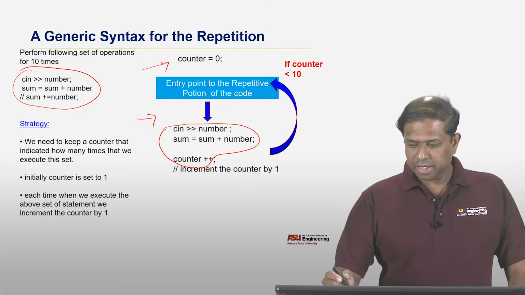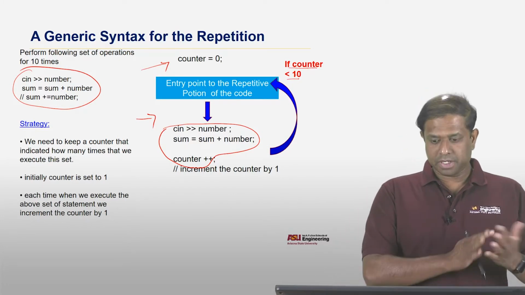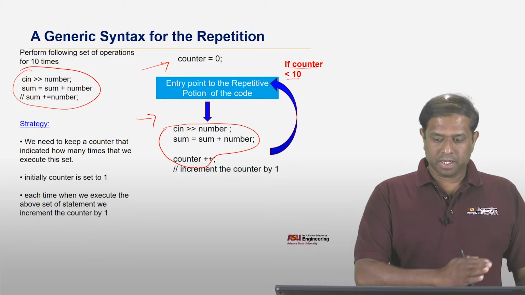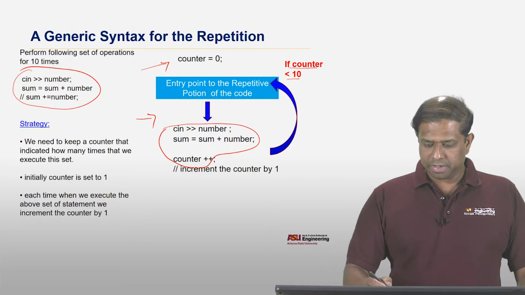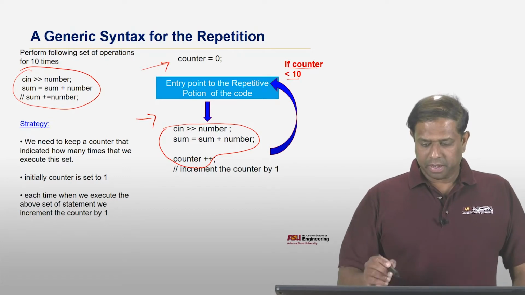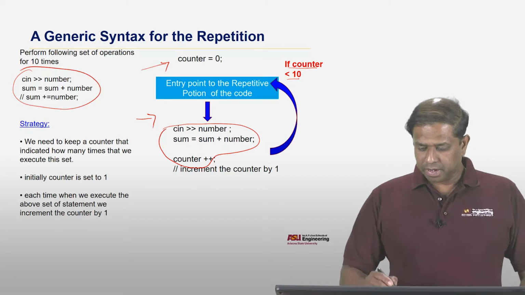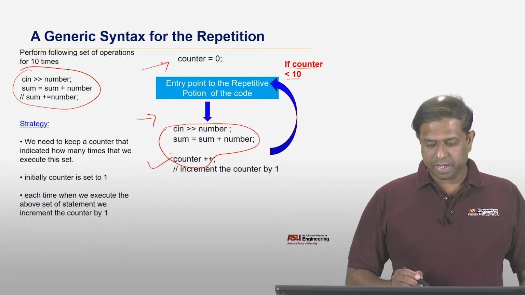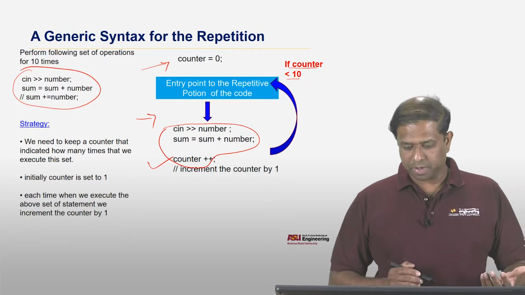So then the condition here has to be if the counter is less than 10. Since we are starting from 0, it should be 0 through 9. If the counter is less than 10, what we have to do is read a number and then add that number to the sum, and then most importantly, we need to increment the counter by 1 to indicate that we have done this operation one more time.